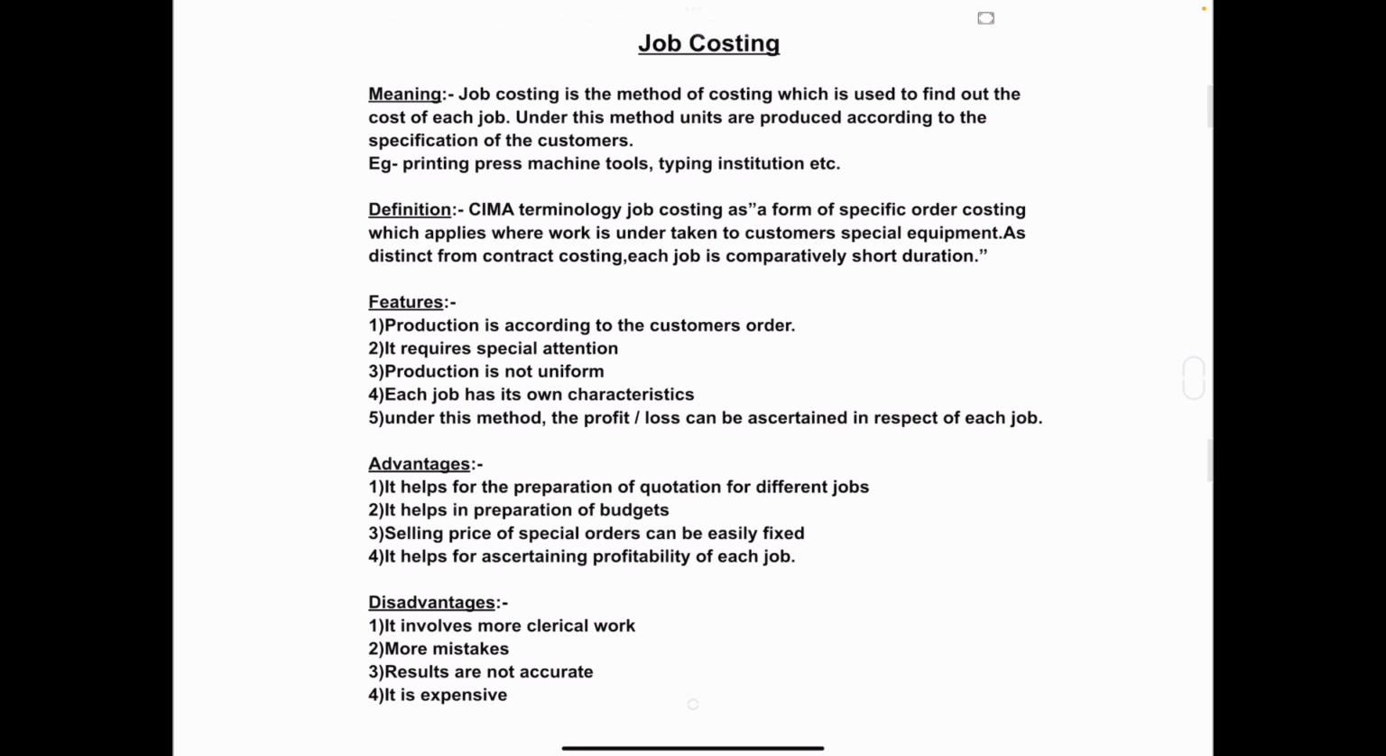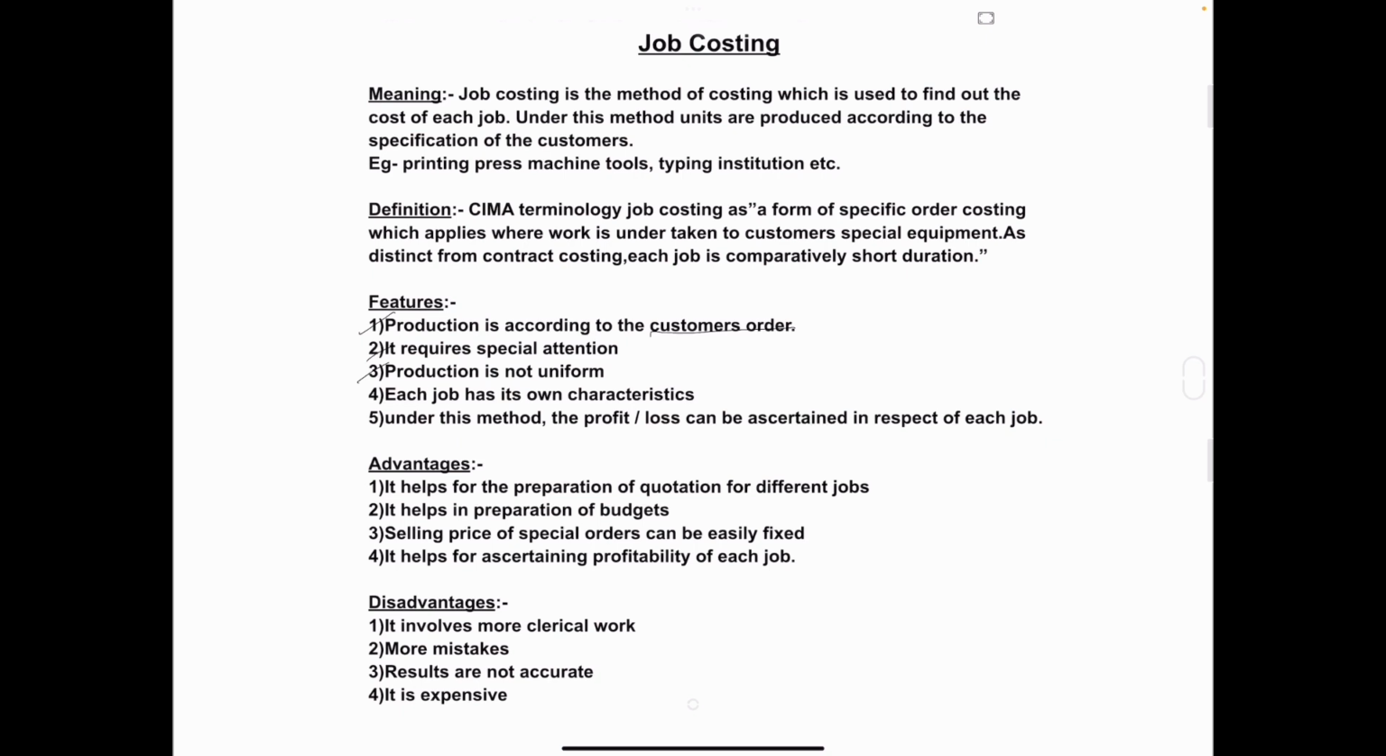Next we'll see the features of job costing. Number 1, production is according to the customer's order. As I already told you, in job costing method, they produce the goods according to the orders of the customer. Second, it requires special attention. As the customers are different, their orders are different. So they have to pay special attention on a particular job.